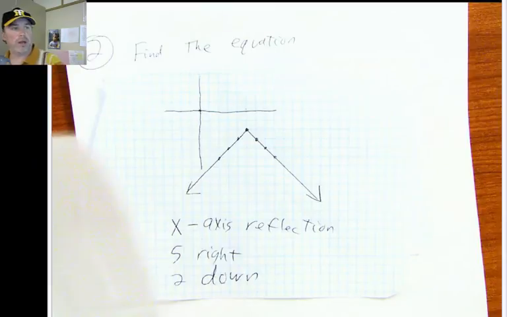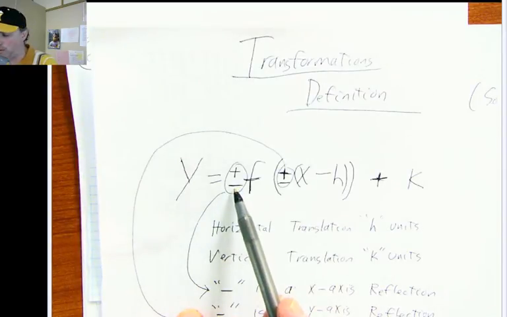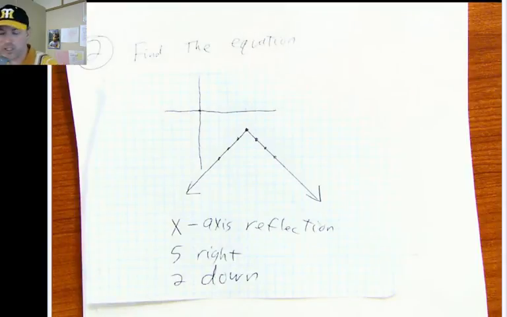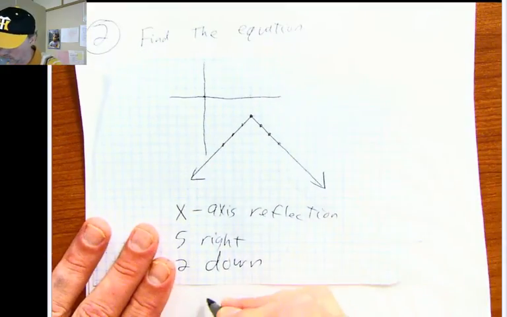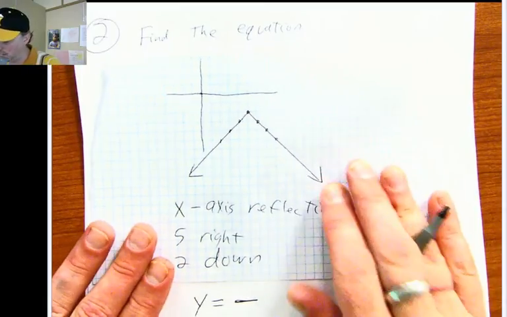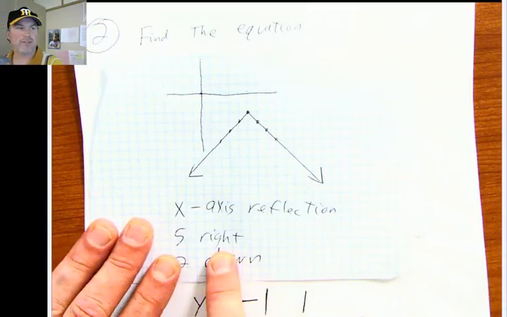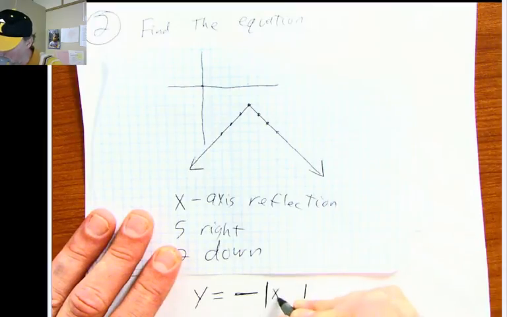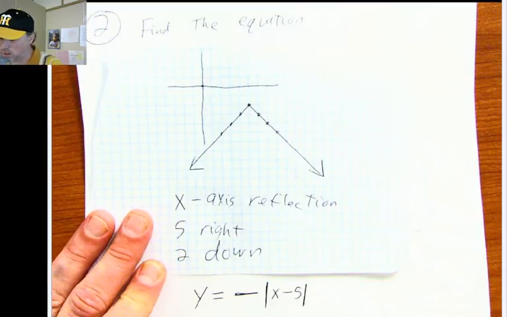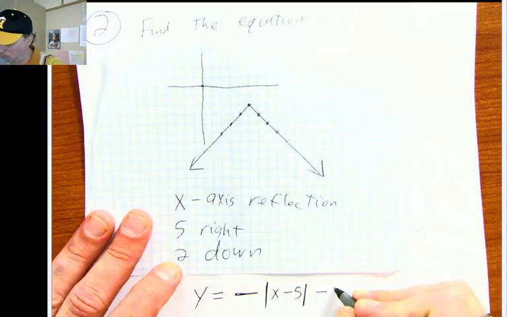All right, now use this as your guide. When we have an x-axis reflection, that's going to be that positive negative out front of the function. So in my final answer with that negative out front, I would have y equals negative, then the function, and this is an absolute value graph, so absolute value of 5 to the right. We put that into the equations by going x minus 5, opposite of what makes sense. Outside, you do exactly what you're supposed to. So if you're going to go 2 down, that would be like you're going to subtract 2.